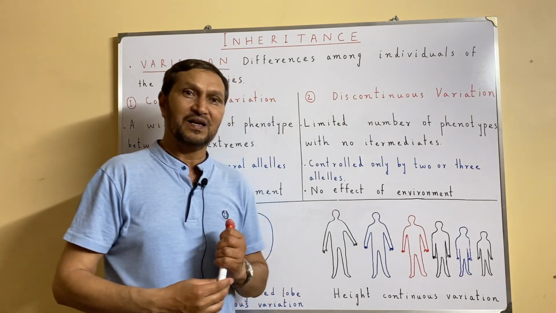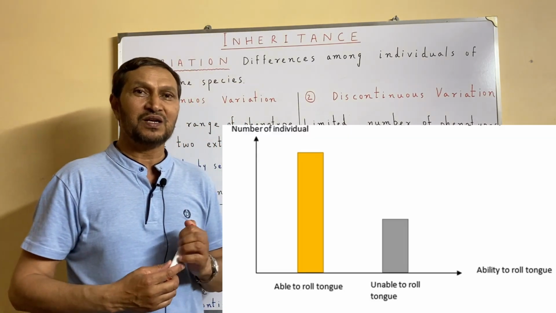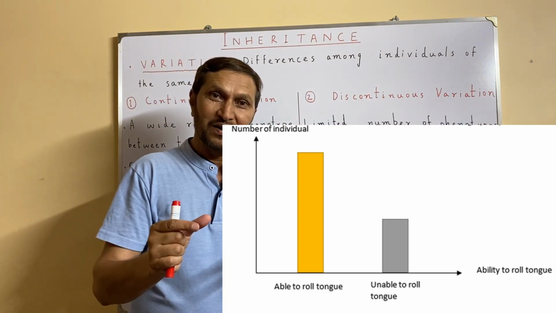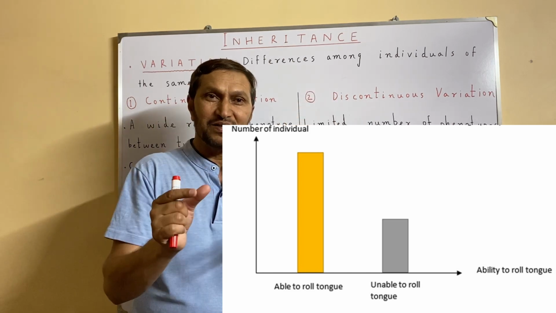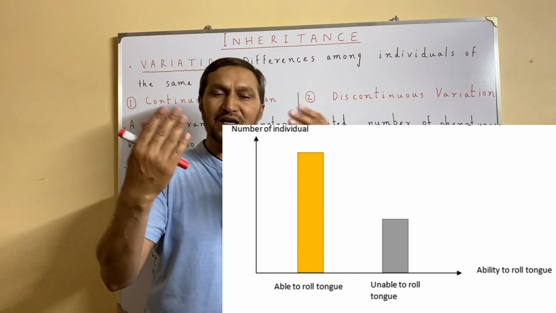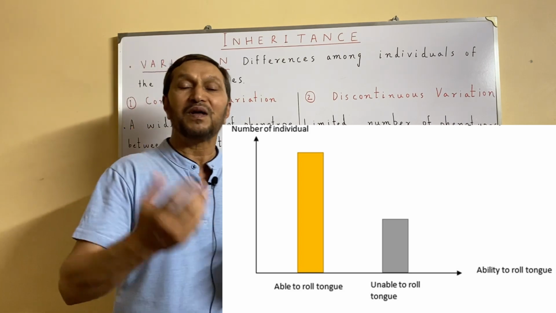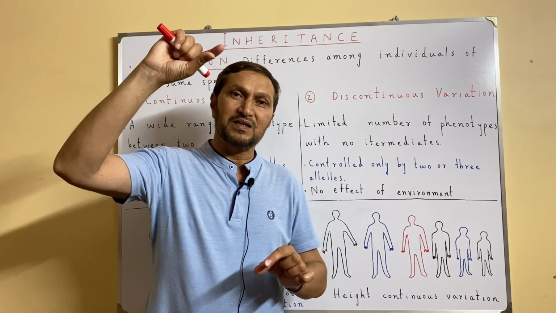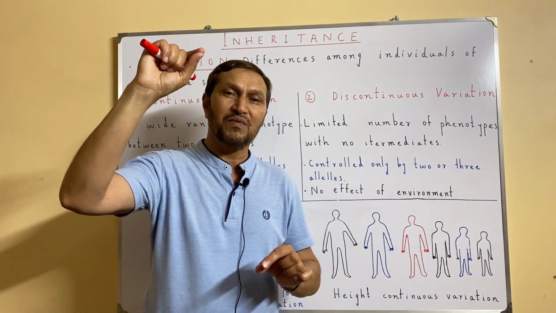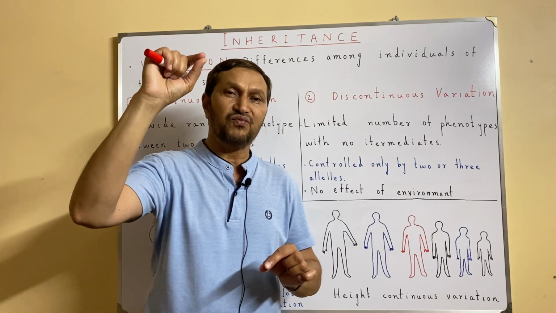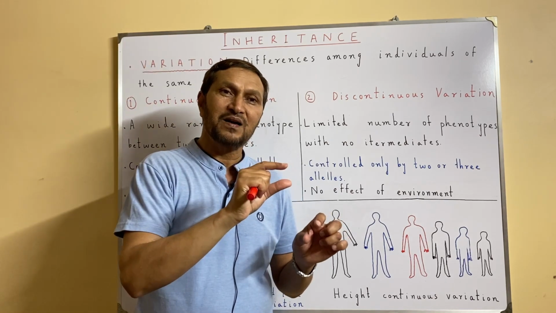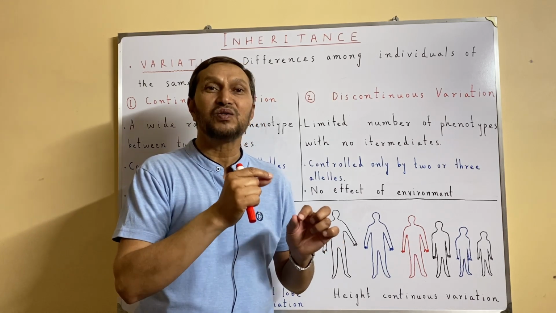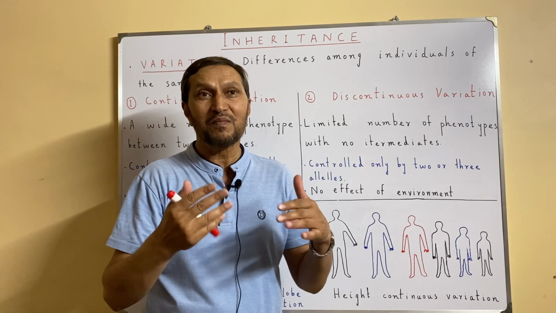On the other hand, the graph for discontinuous variation can be represented in the form of a frequency graph or bar graph, where there are only 2 bars or 3 bars. For example, let's take the example of earlobe. There will be 2 bars only. One bar represents the number of people in the population with free earlobes, and the other bar represents the number of people with joint earlobes. So this is the difference about the graphs.